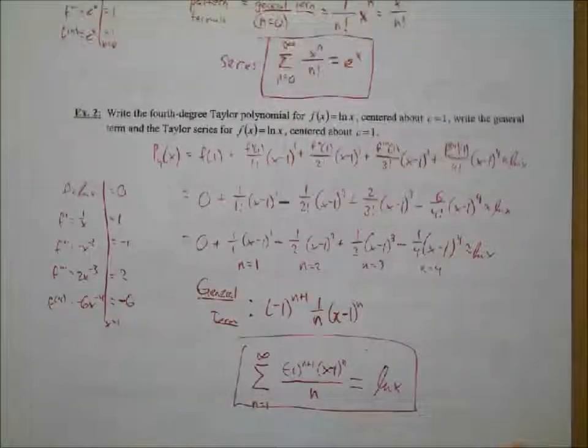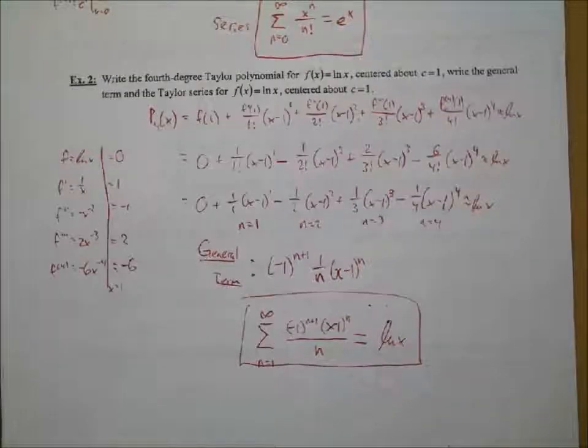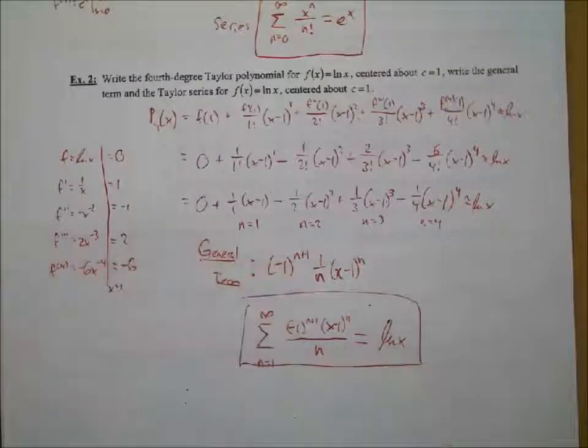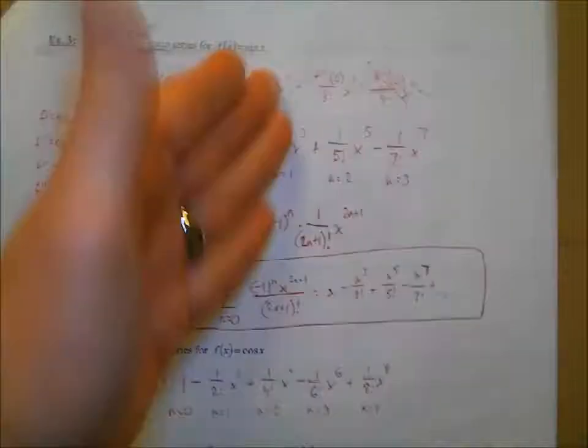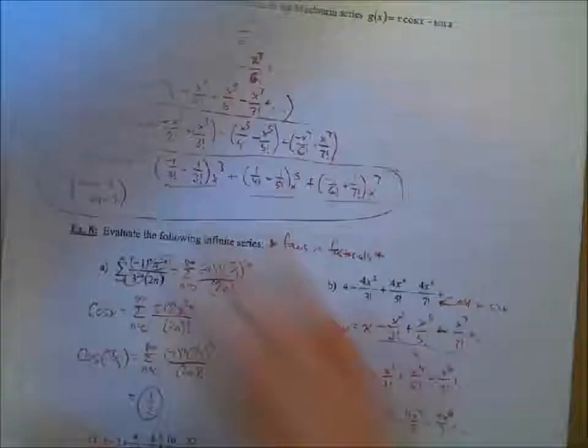Okay, very good. Yeah, ln(x), we did that one too. That's not one we have to memorize, but we were able to do it. We then did it for sine and for cosine, again the Maclaurin series centered at 0.